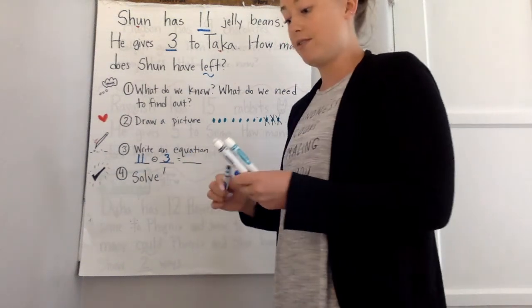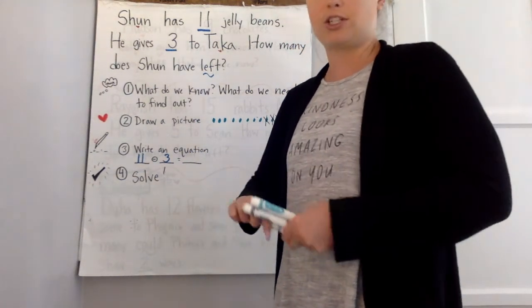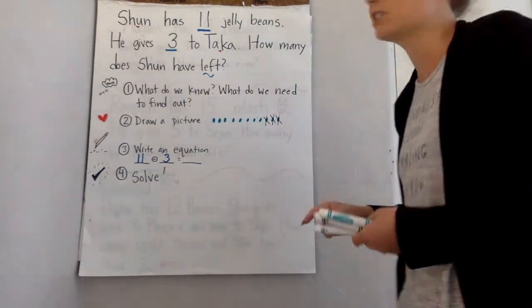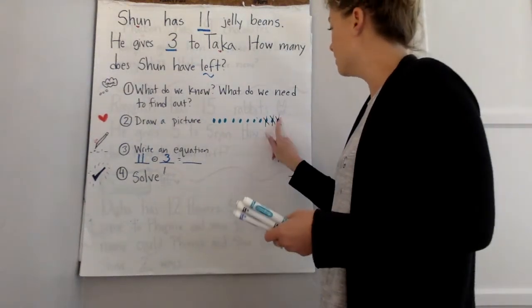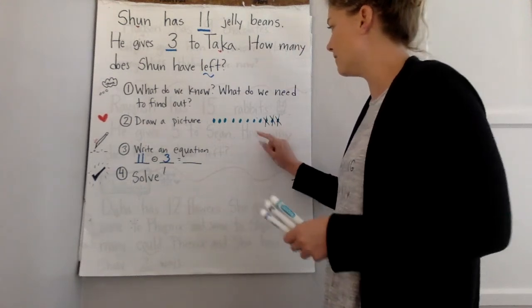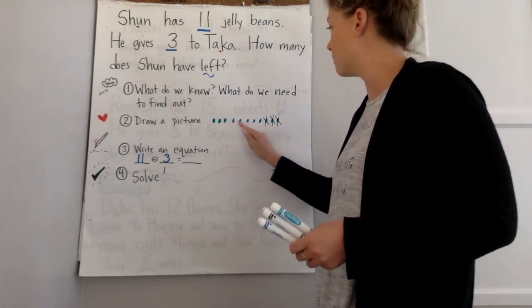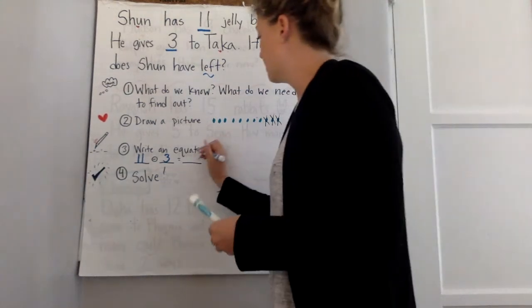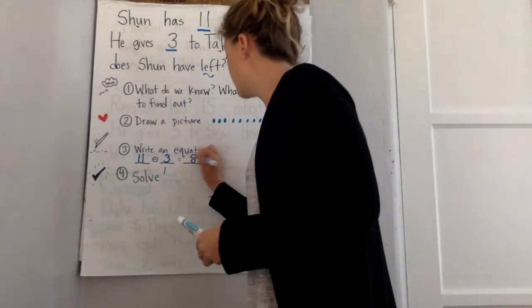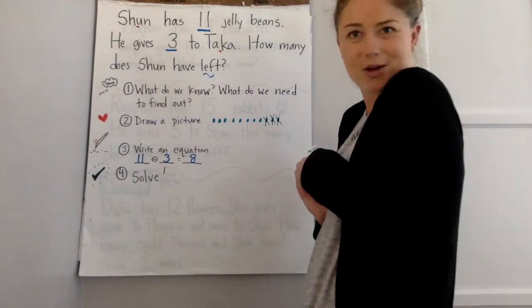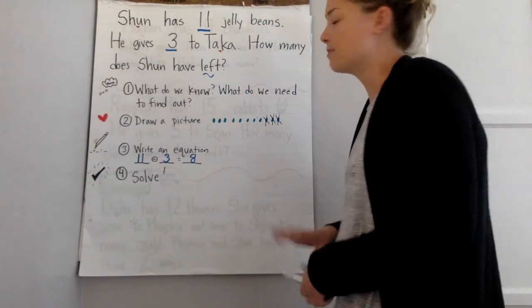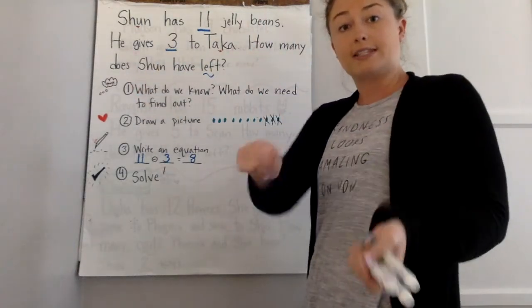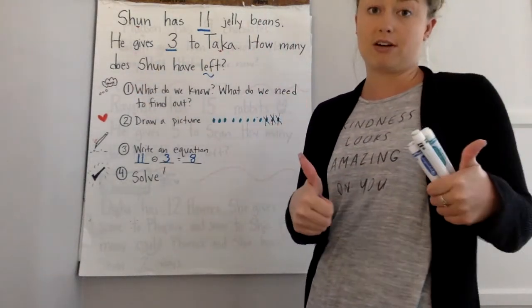Now, friends, some of you, again, might be able to just do it right in your head. Mental math, totally fine. Some friends might need to look at the picture, and that's okay. Let's see, we had 11. We took away 3, so let's count how many we have left. 1, 2, 3, 4, 5, 6, 7, 8. Now Shun has 8 jelly beans left. I hope they're tasty. So friends, remember, first thing we think, then we draw, then we write, then we solve. Okay?